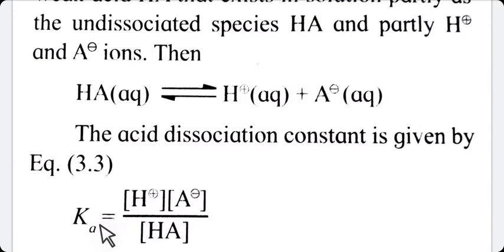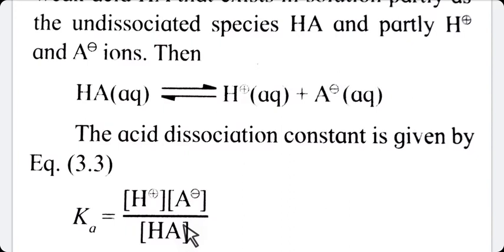We are discussing here Ostwald dilution law for a weak acid, and we are using HA as a general weak acid having the reaction HA aqueous reversible to H plus aqueous and A minus aqueous. Then we write the acid dissociation constant formula for a weak acid: Ka is the concentration of H plus times the concentration of A minus, divided by the concentration of HA. Suppose we take V decimeter cube of the solution having 1 mole of acid HA.